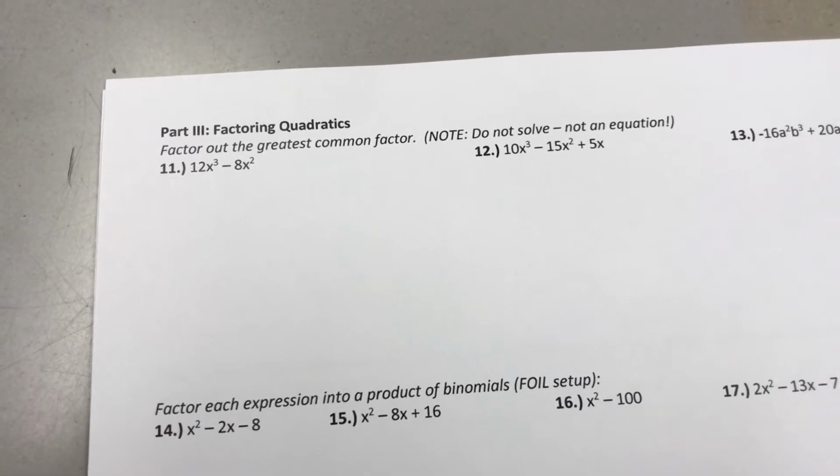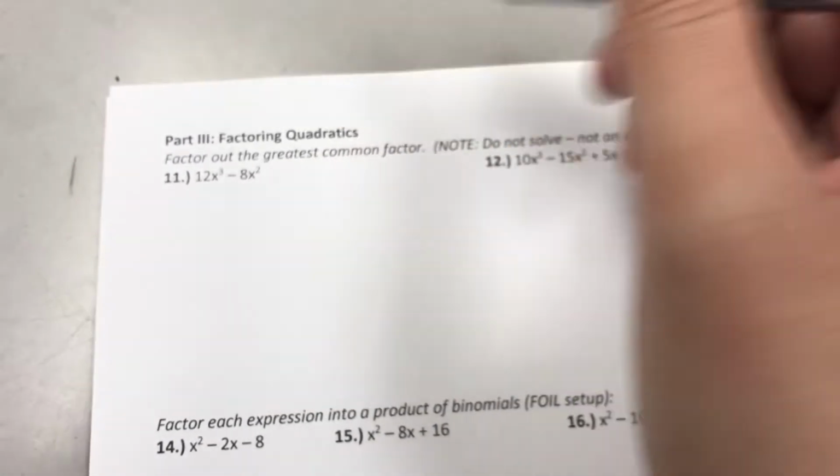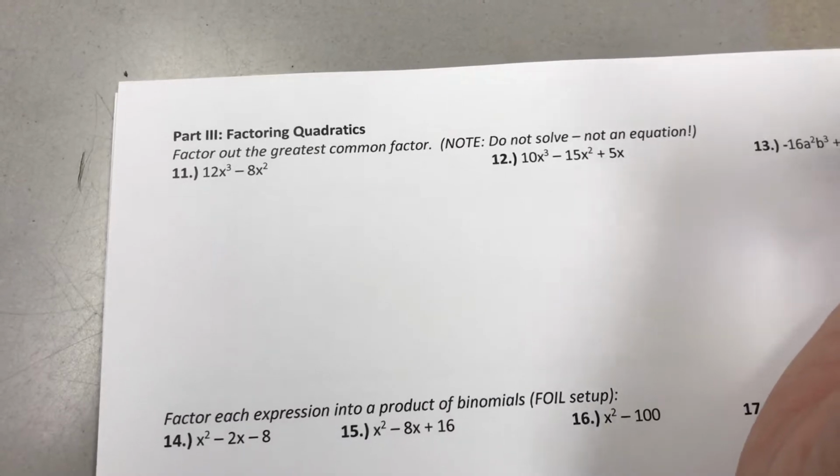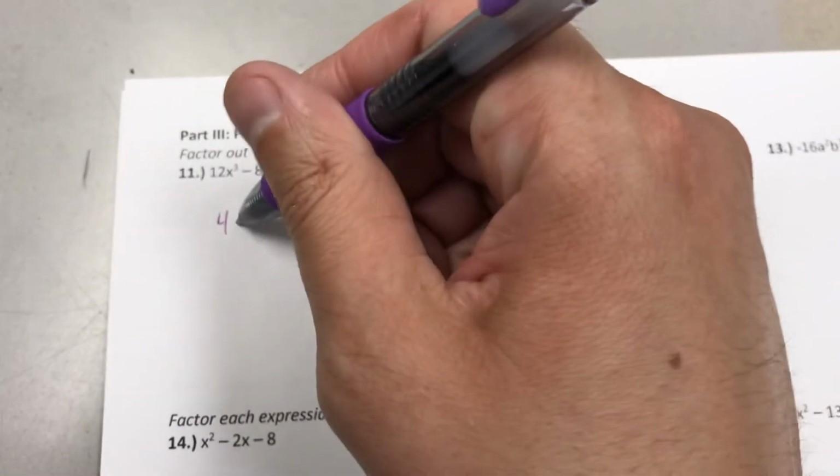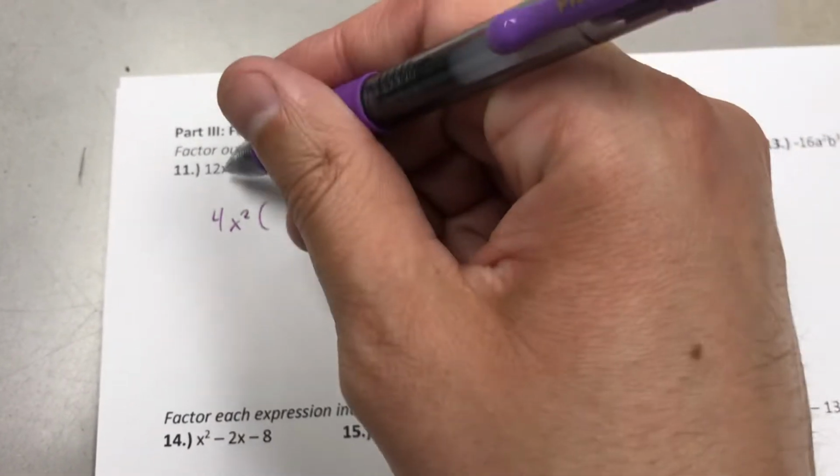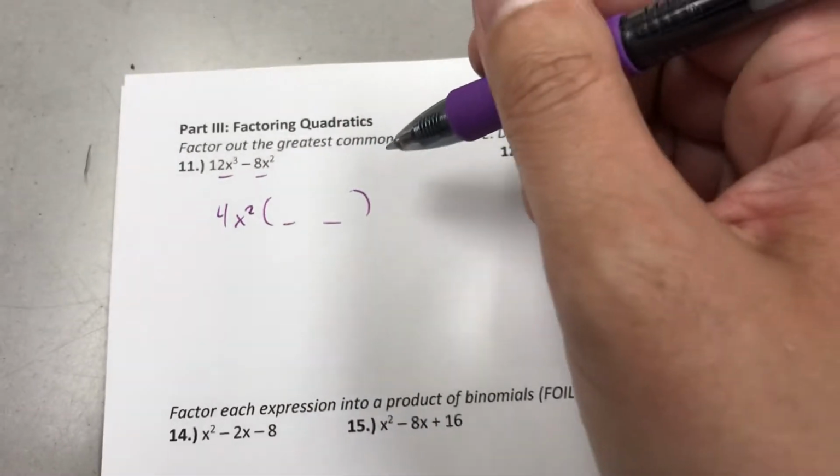All right, let's look at this factoring. Greatest common factor. Look for the greatest number that can be divided out and variable. You can divide 4 out of both of these. You can divide x squared out of both. We have 2 terms, so we need 2 blanks.